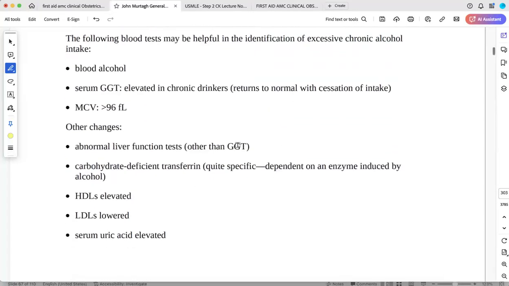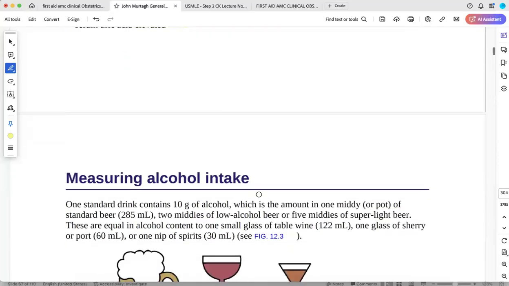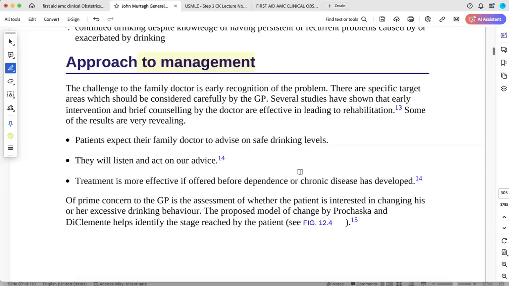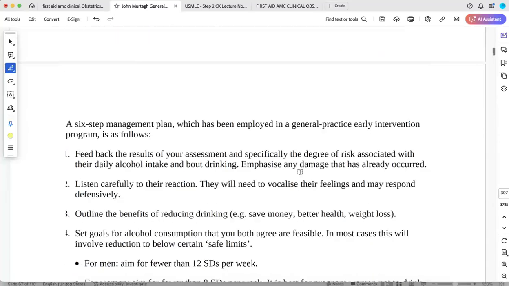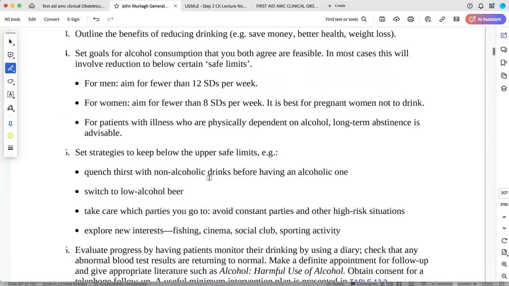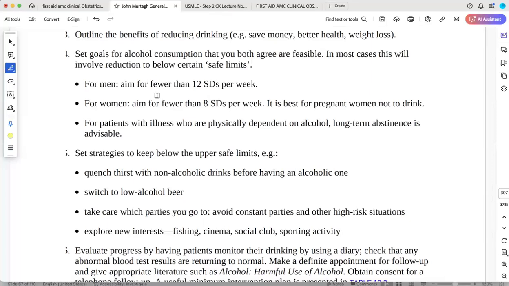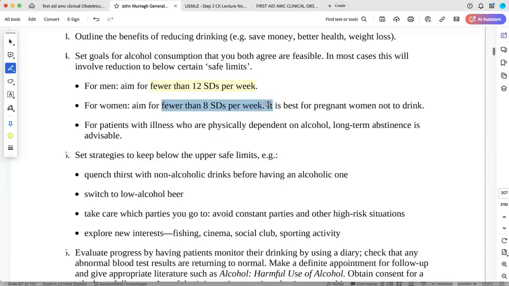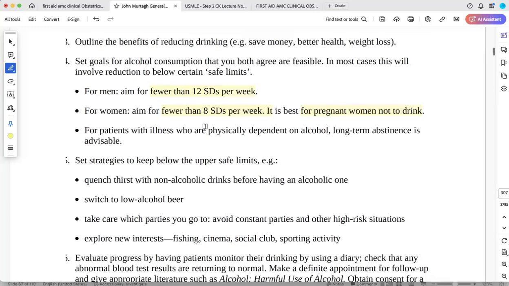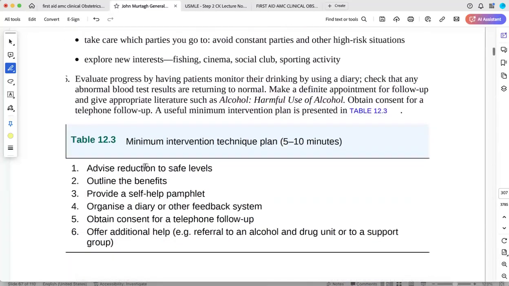Okay, so you can go through some of the laboratory tests that we do in alcoholic patients. And what is the approach to management? For managing a patient who has this kind of alcohol problem, there is a 6-step plan which you can go through. Now remember, nowadays, the standard drinks a patient can have is no more than 12 standard drinks a week for men, and for women, no more than 8 standard drinks per week. It is best for pregnant women not to drink at all. So this is the standard drink limit a patient can have now, okay?